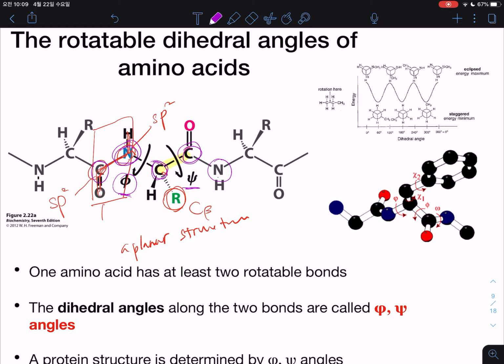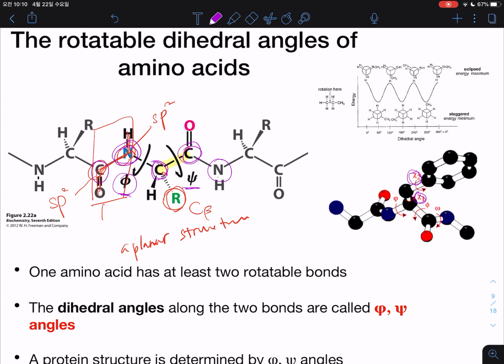Based on these rotations, because these two angles are rotatable, the whole protein chain is flexible, and it can adapt various structures. In addition to these phi psi angles, some amino acids have rotatable angles too. The rotatable angles in side chains are called chi angles. The first one is chi 1 and the second one is chi 2.